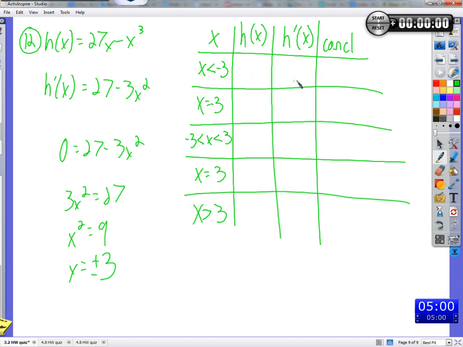We might not necessarily care about everything in this row. We can't say anything really about h of x, the value of h at x, because there is no specific x value. So kind of leave it blank. But for h prime, we can say something about the value of h prime on this interval. There's something consistent about h prime on this interval. Positive or negative? How do we decide which it is?